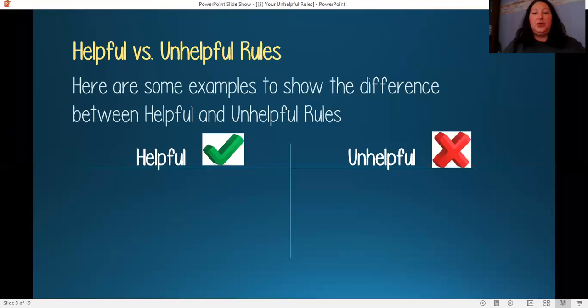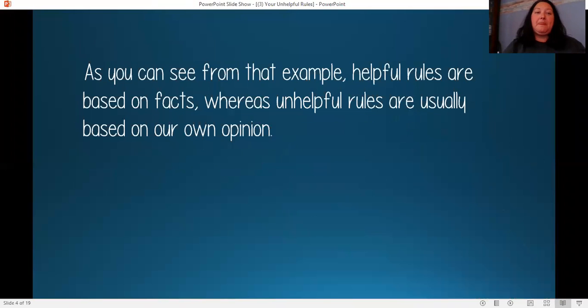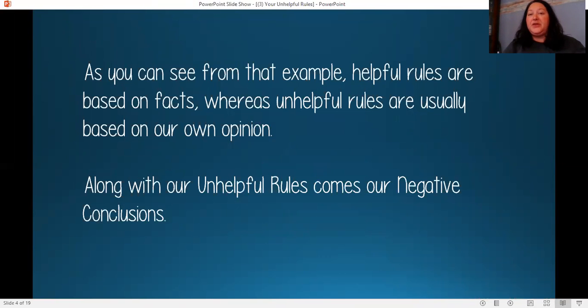So for a helpful rule, we have, if I drink any alcohol, I can't drive. Now that rule is based on fact. When you look at the unhelpful rule, I can't wear this dress, I will look fat. That is based on your own opinion. So as you can see from that example, helpful rules are based on facts, whereas unhelpful rules are usually based on your own opinion.